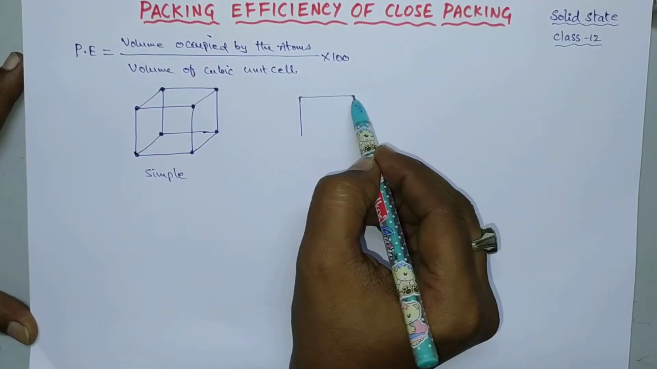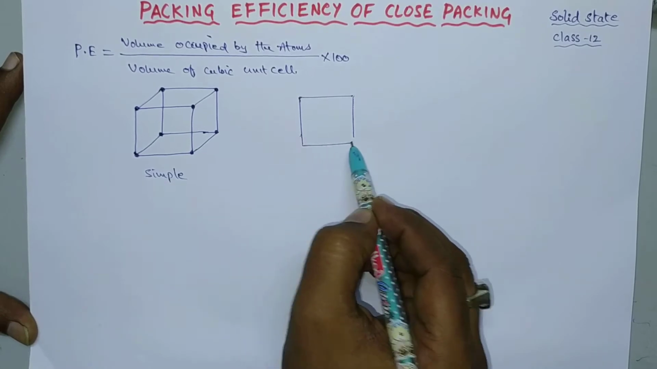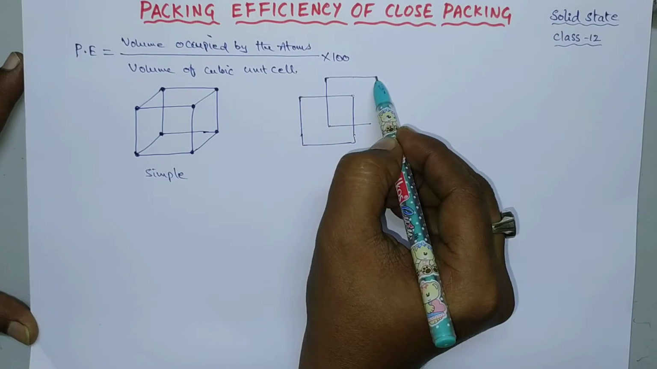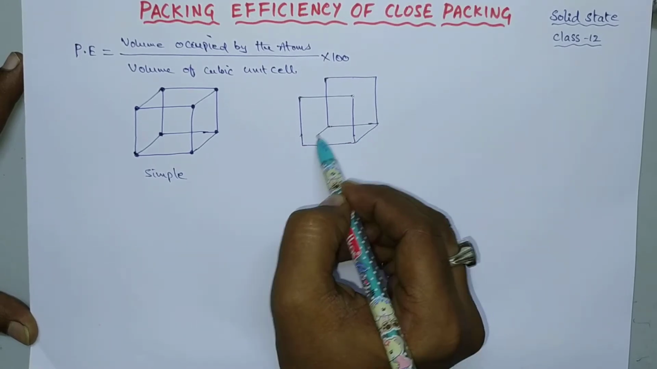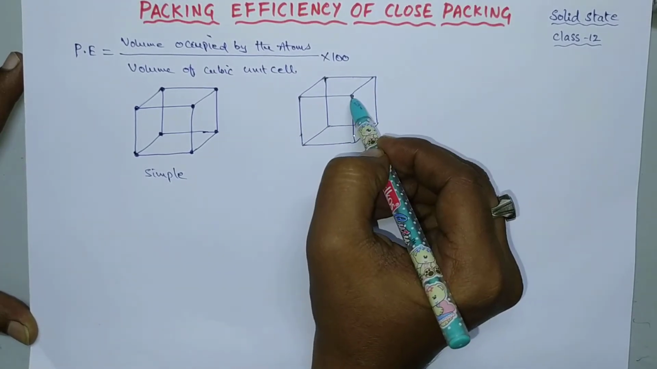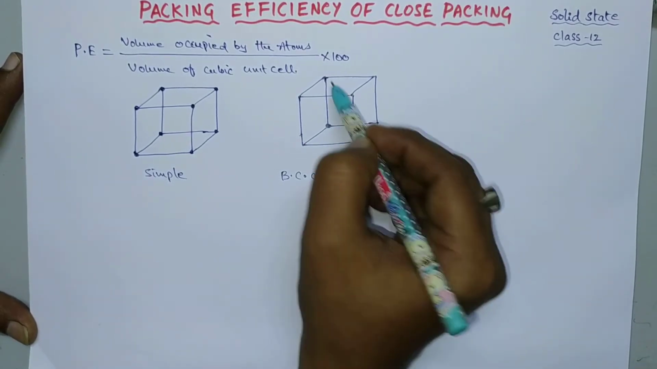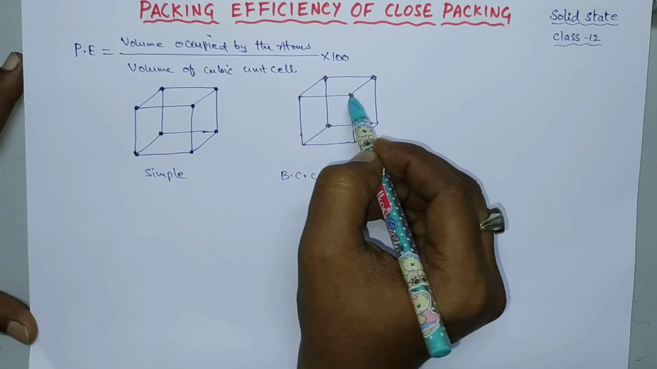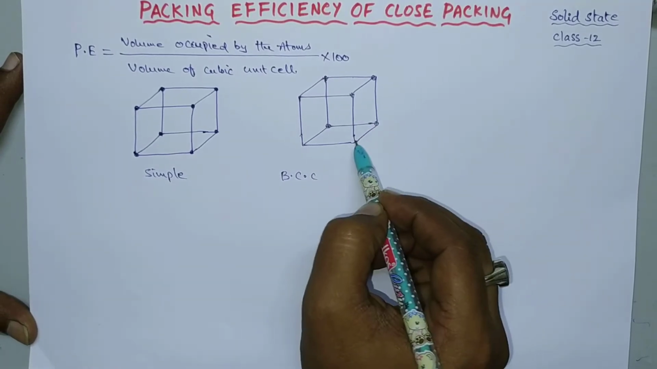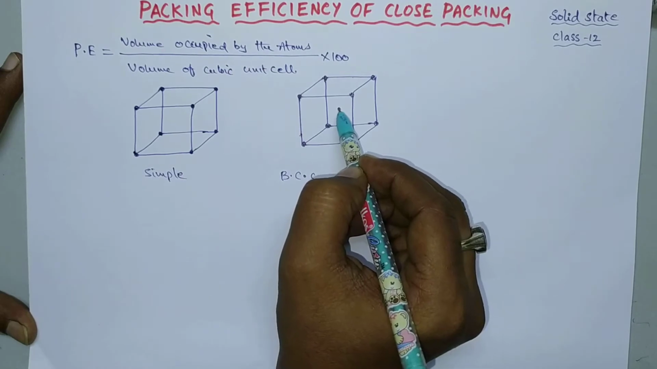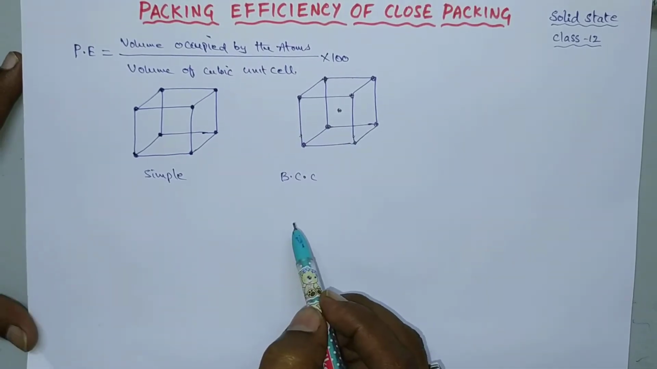The next one is the body centered cubic structure, simply called BCC. In the body centered cubic structure, the lattice points are present at the corners and also at the center of the body. Here it is the center of the body.